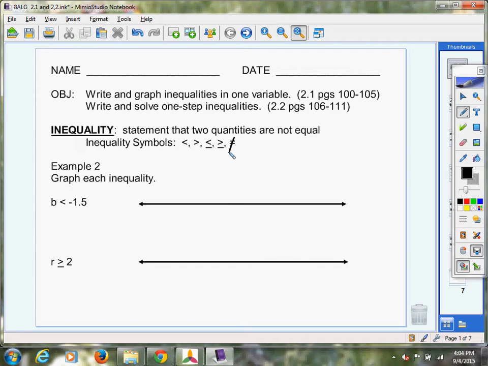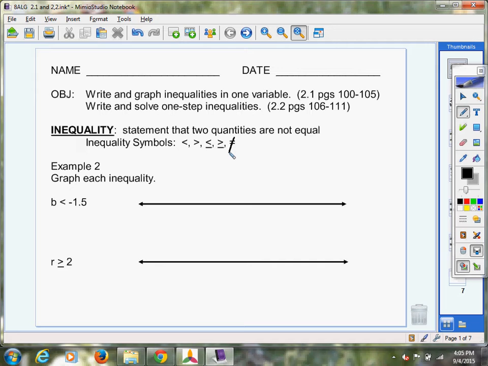So example 1 in your book, I've actually skipped that one. Basically, it's identifying solutions of inequalities, and long story short, they gave you an inequality and gave you several numbers to plug in and see if it works. And so if it works, it's a solution, and if it doesn't work, it's not a solution. So it's really that simple.